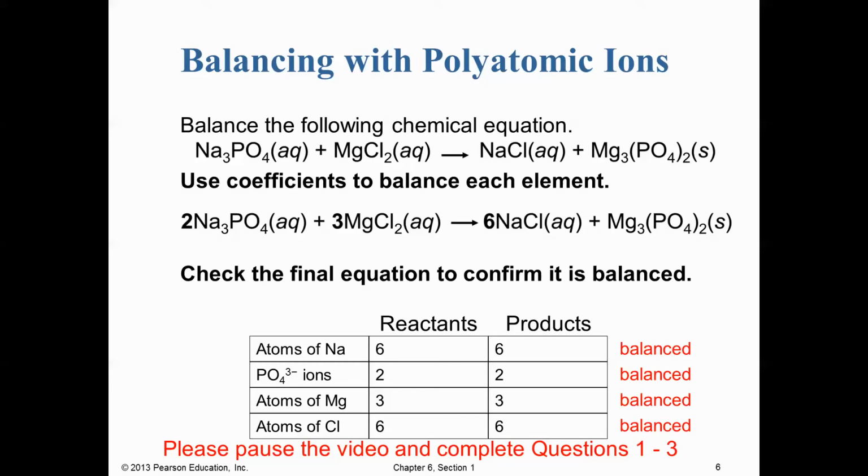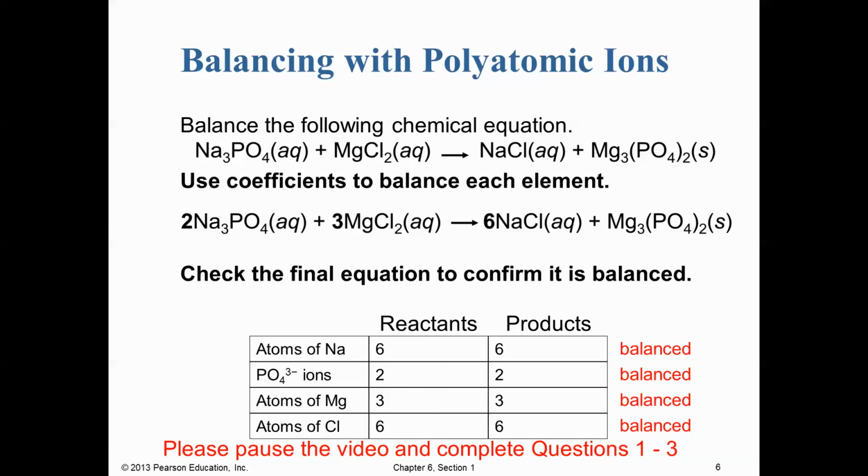Generally, polyatomic ions stay together as a unit during a chemical reaction, so it's easiest just to treat the phosphates in this case as a PO4 unit rather than individual atoms. That's going to save us a lot of work when it comes to balancing. And that's going to be true again of most polyatomic ions during reactions. Usually they stay together as one unit. So I'd like you to please pause the video now and complete questions 1 through 3 in the worksheet.